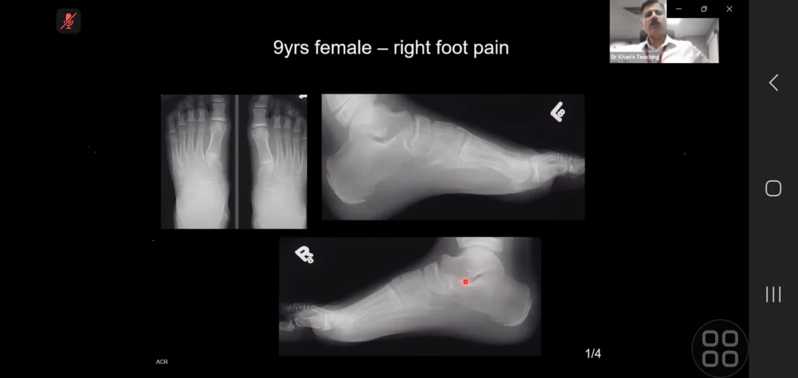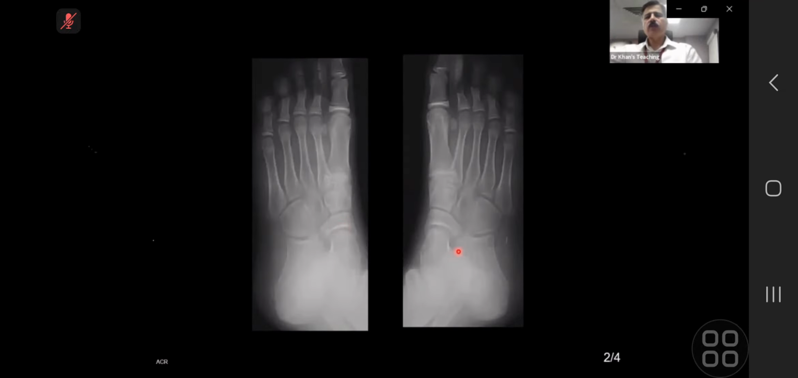So the eye sees what the mind knows. As soon as you pick this up and look at the age, they will be young children, adolescent children, or young adults. Then your mind goes into, it can be either calcaneo-navicular or subtalar. Point to remember is that calcaneo-navicular is best seen on oblique view. AP view is useless.